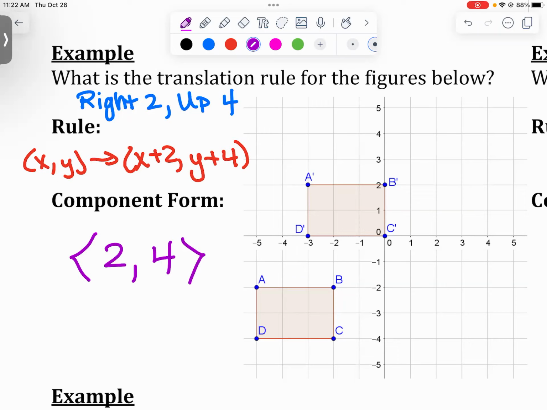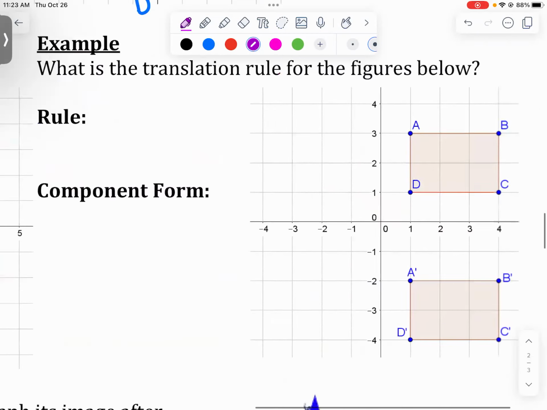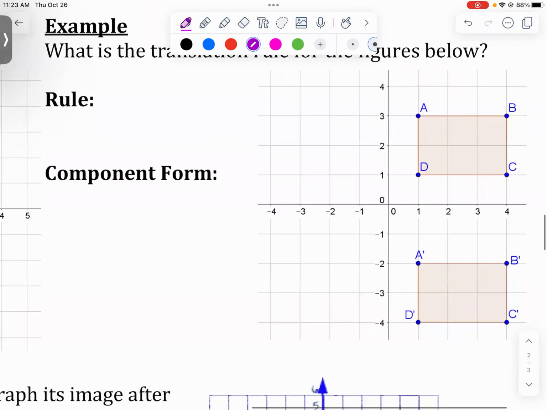Please make sure you look at the horizontal movement first, because that corresponds with x, and then the vertical movement second. So how about you actually look at the next example and write down the rule in component form.